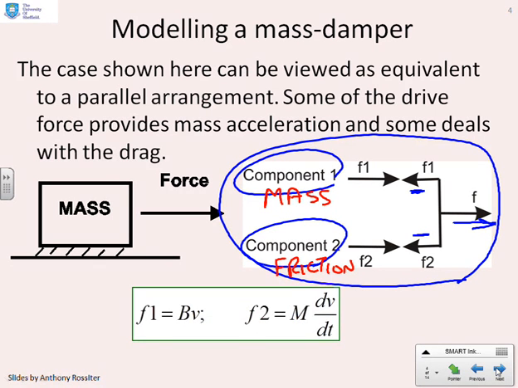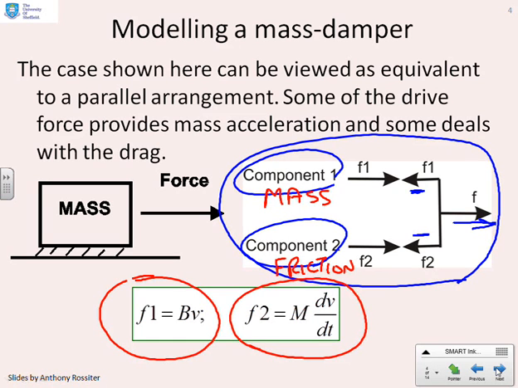So here we have it. If we're looking at friction, we've got an equation a bit like this. The force is some constant times the velocity. And what about mass? We have Newton's law, which says the force is mass times acceleration.